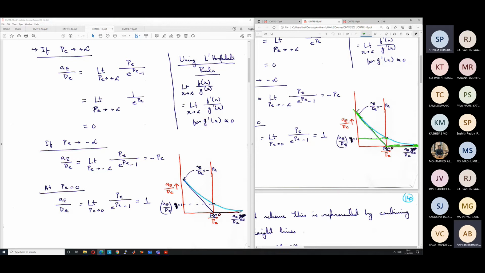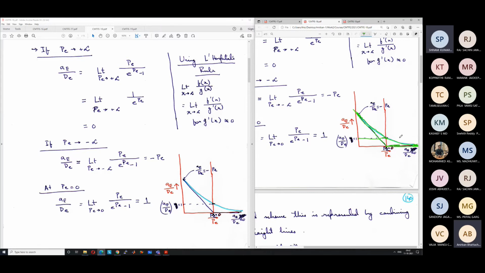At negative infinity we know the value and slope, and at positive infinity we know the value and slope of any curve which should mimic the variation of A by D. What we are trying to do is find a curve. The actual curve A by D, if you plot it in MATLAB, will look something like this.